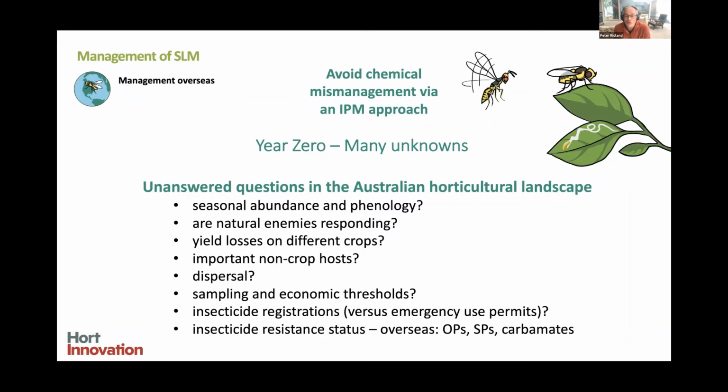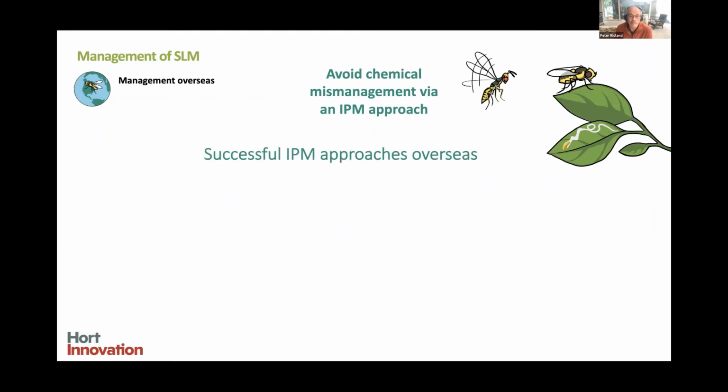We know overseas that leaf miners are resistant to organophosphates, synthetic pyrethroids and carbamates. But fortunately, the New South Wales Department is already looking at the status of the populations in Australia. And more importantly, I'm sure they'll be looking at getting baseline data for the chemistries that we do want to use, so we can monitor for changes in susceptibility over time. But there are successful IPM approaches overseas. It's usually common sense.